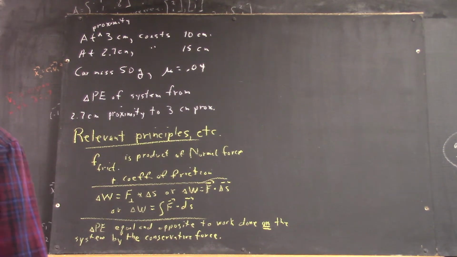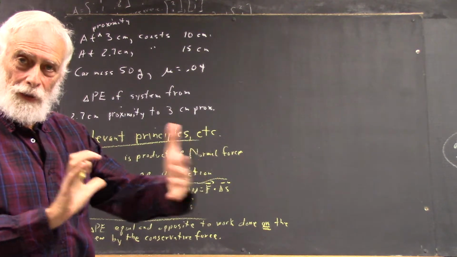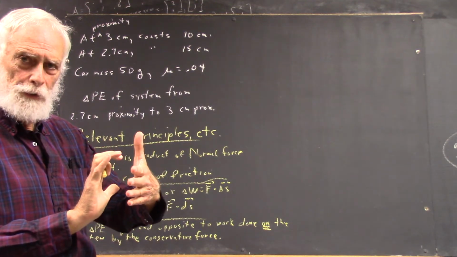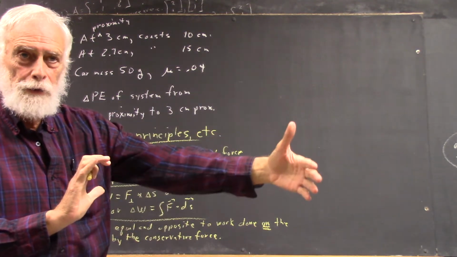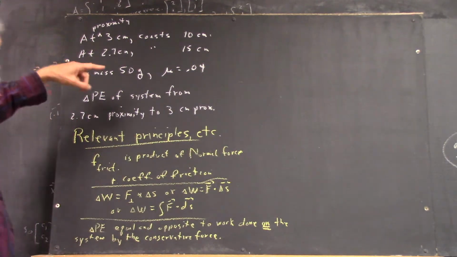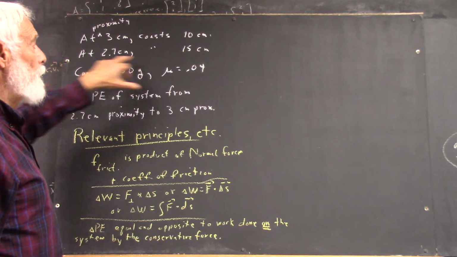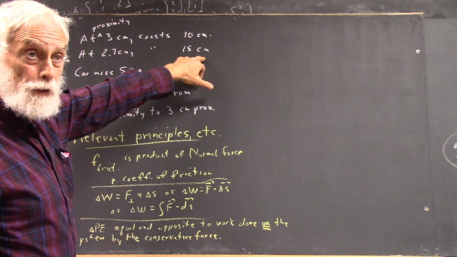Okay, we have the system with a magnet and the cart. The cart has a magnet on it. We got a magnet here. We bring it so close, we release it. It goes so far across a level tabletop. Okay? And in that context, at proximity 3 centimeters, the thing coasts this far. At proximity 2.7 centimeters, it coasts a little further, right?